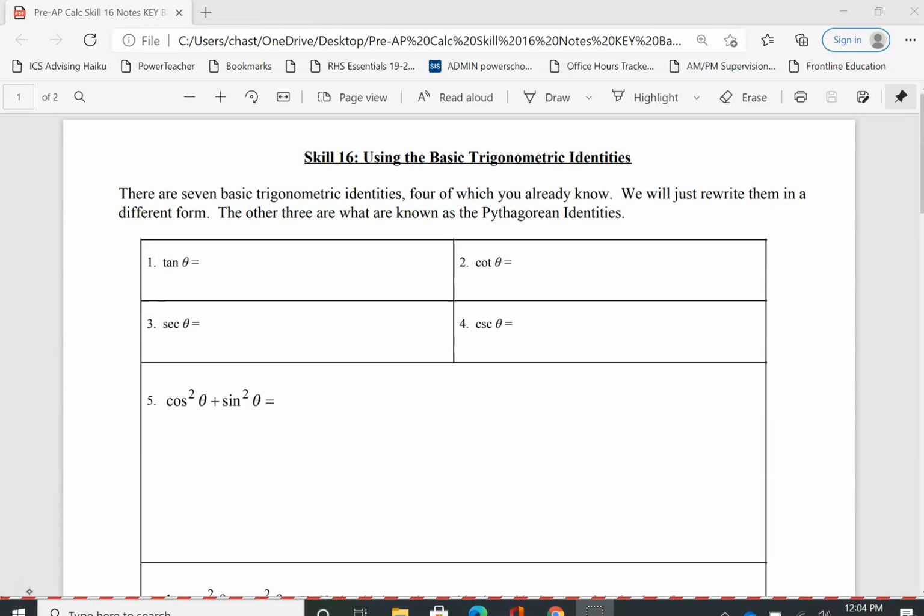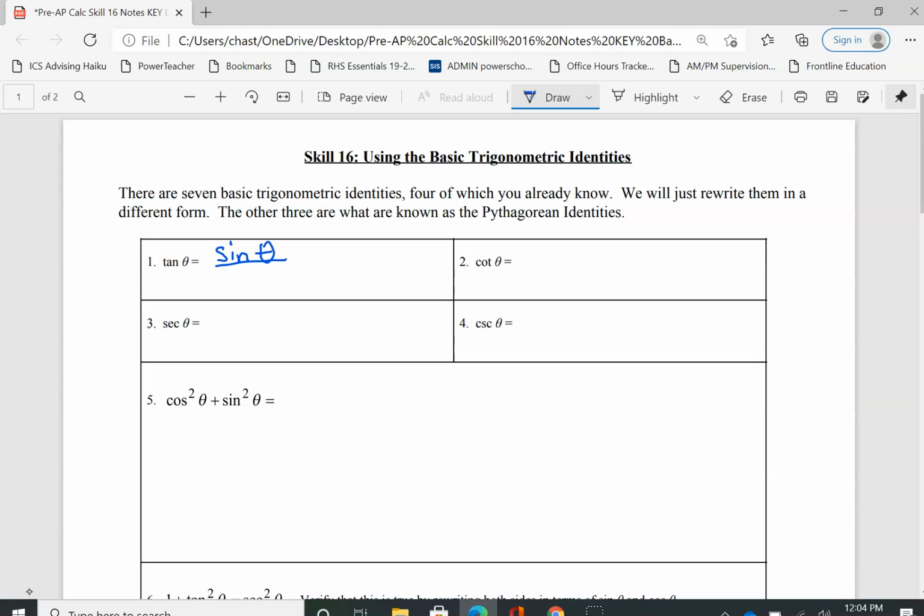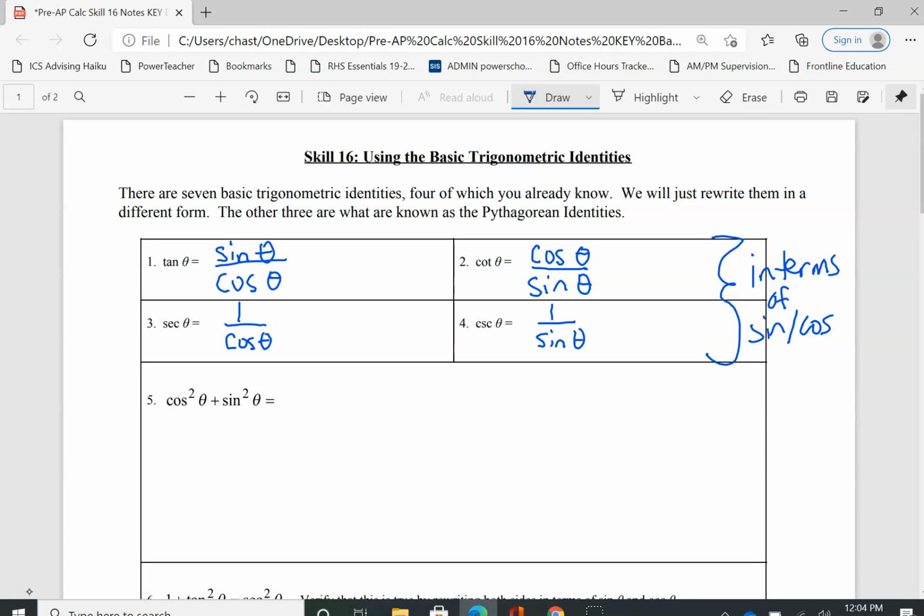We know that the tangent of an angle is going to be equal to the sine of that angle divided by the cosine of that angle. And we know cotangent is the reciprocal of that, so it'll be cosine of the angle divided by the sine of that angle. We can express secant as the reciprocal of cosine, so 1 over cosine. And we can express cosecant as the reciprocal of sine. Notice that in all four of these situations, everything is in terms of sine and cosine. Okay, that's going to be important.